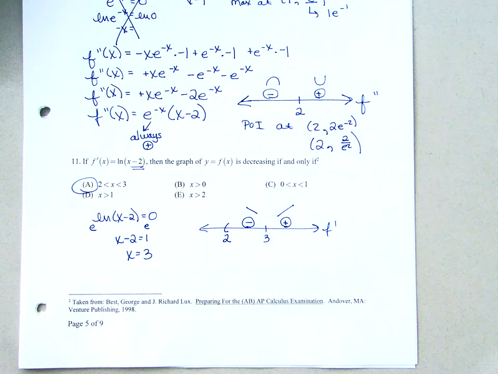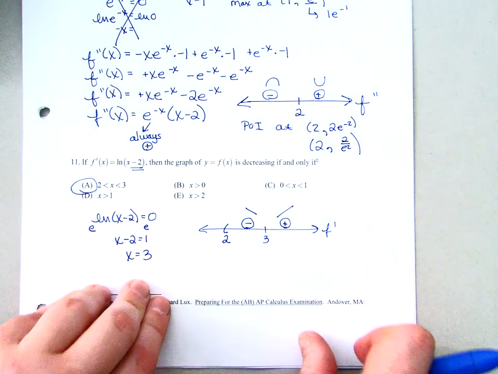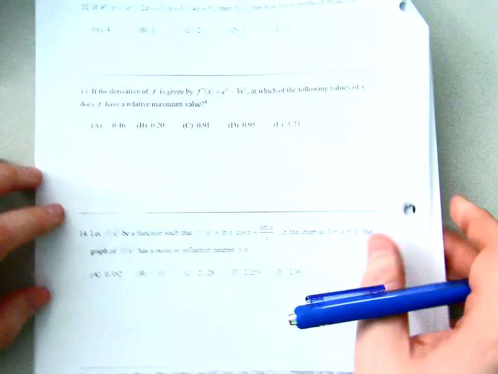Natural log of 2.5 minus 2 is the natural log of 0.5. I was looking at the natural exponential function. Natural log. Take a look at number 12. You're going to do points of inflection, but I gave you a second derivative.